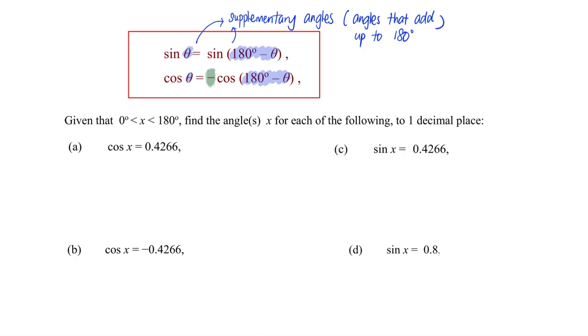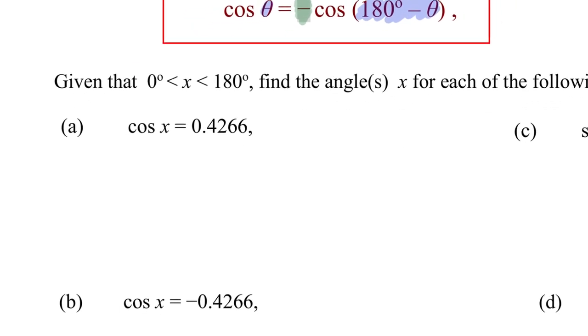Hello everyone, welcome to this video where we are given that x can be any angle from 0 degrees to 180 degrees. This means that x could be either acute or obtuse. Please bear that in mind, okay? Then when given the following ratio, do take note that for part A, we can actually use our calculator to help us solve for the ratio.